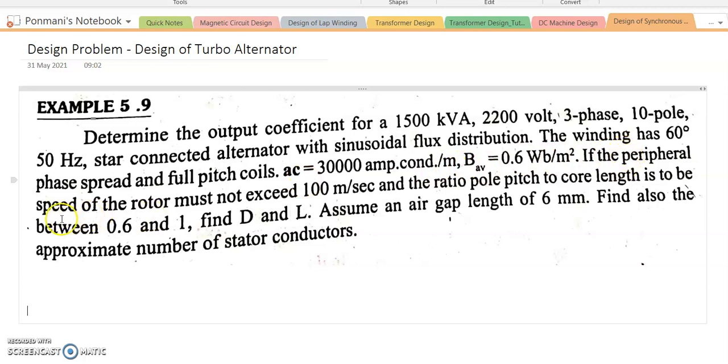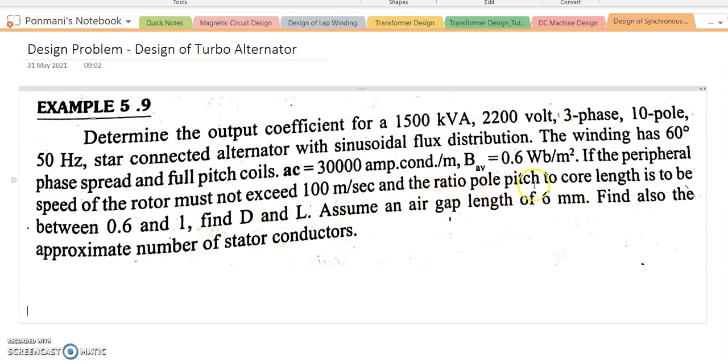If the peripheral speed of the rotor must not exceed 100 meters per second, it is actually greater than 80 meters per second. If it is a salient pole machine, the peripheral velocity is limited only up to 80 meters per second. But given here is up to 100 meters per second, which is more than 80 meters per second, so it must be a turbo alternator.